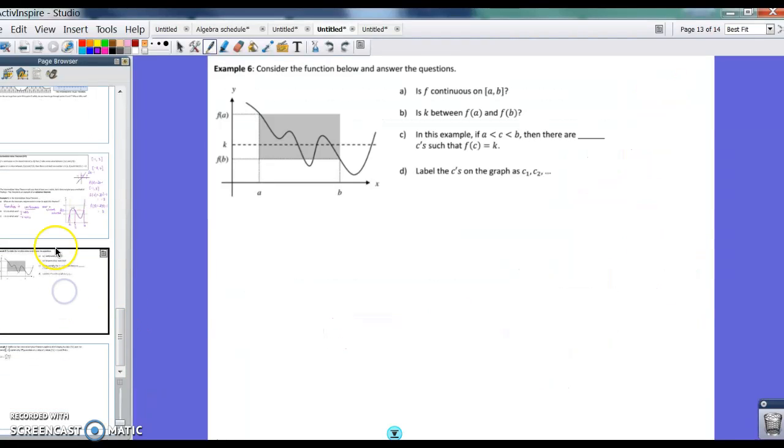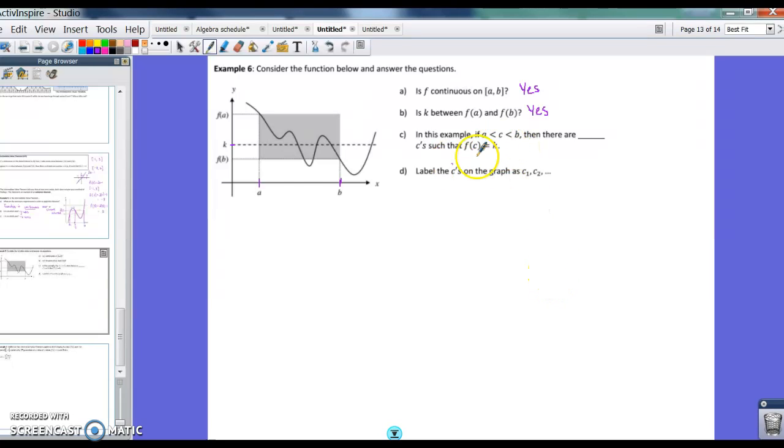Okay, so if we look at this next example, it says, consider the function below and answer the questions. Is f continuous? Here's A, here's B. Is f continuous between A and B? Yes, it is. It's just one nice, smooth, continuous graph. Does K fall between f of A and f of B? Yes, it does. It's right here, between those two.